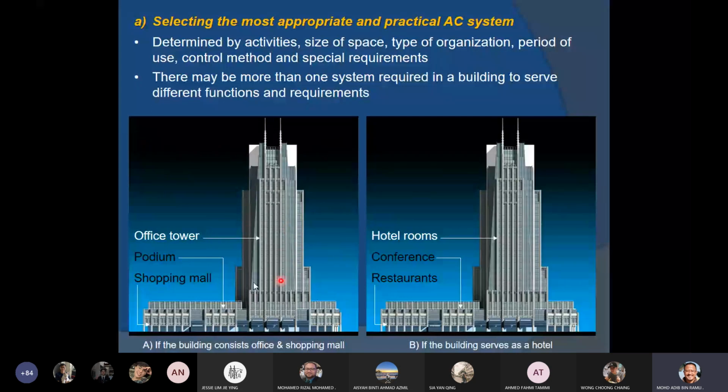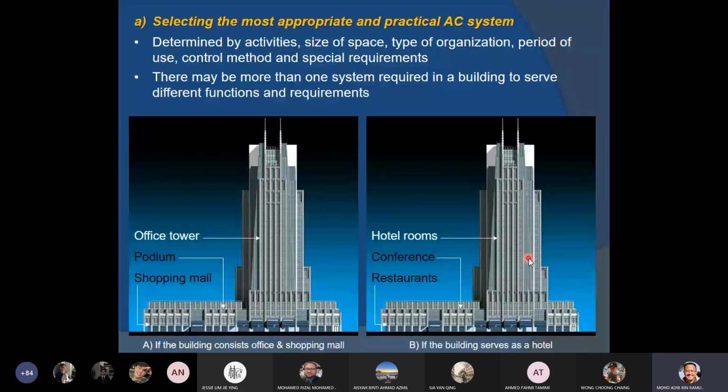And then shopping mall, maybe for shopping mall you don't need to control the temperature, so you can use the first method, the control method, which is the single zone system, where you can provide constant temperature for the whole shopping mall, right? Because you don't need to control the temperature, right? So basically it's like that.